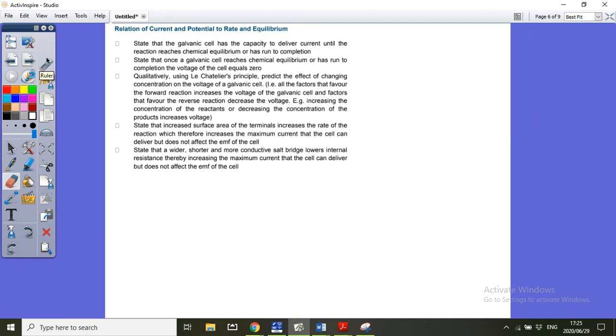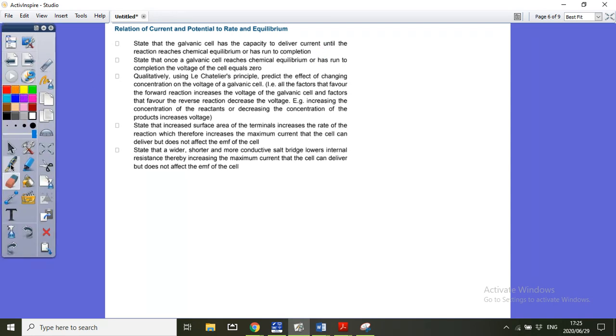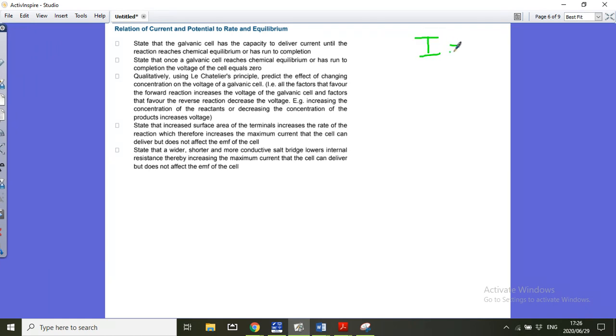Now, if we look at galvanic cells, remember they're giving us current. That means that if they're giving us current, remember current is Q over T. So it's electrons in a specific time. So if I want more current, I need to have more electrons flowing. So if there's an equilibrium or the reaction has stopped, there's no electron flow, so my current will be 0. Please remember that.